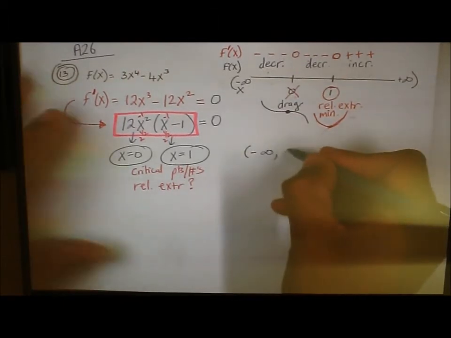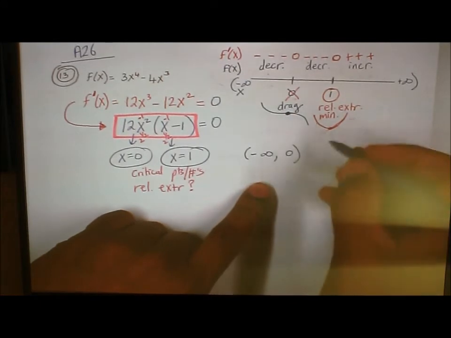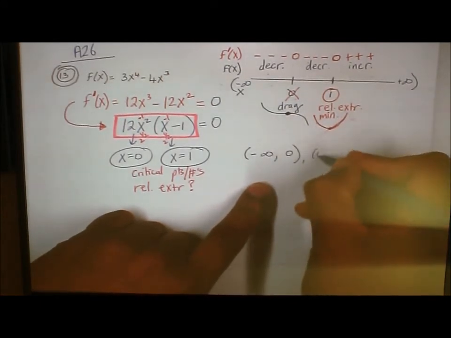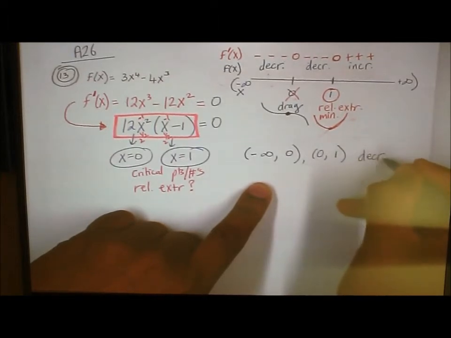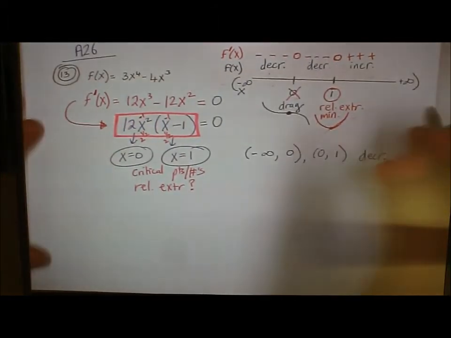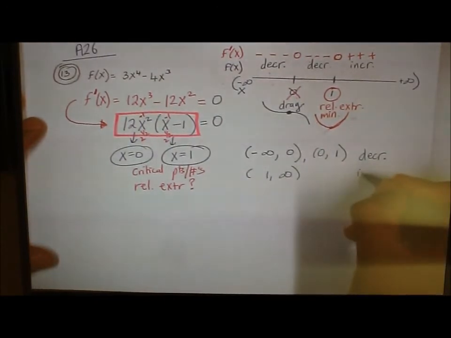So they would want you to write your decreasing intervals as interval from negative infinity to 0 and from 0 up to 1. These are my intervals of decrease. My interval of increase is from 1 up to positive infinity. That's my interval of increase.